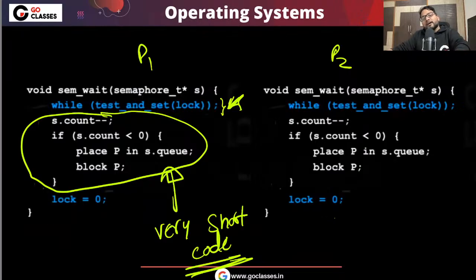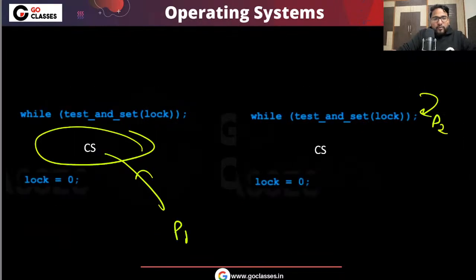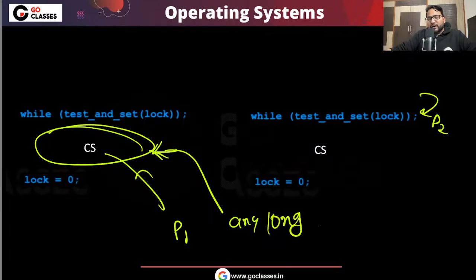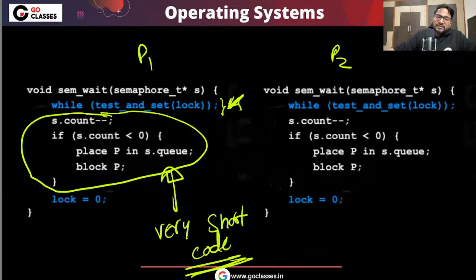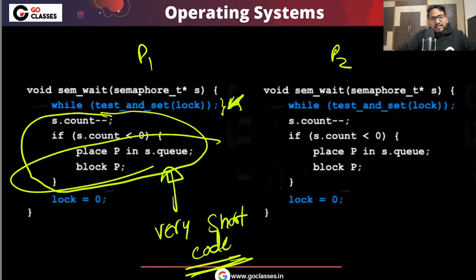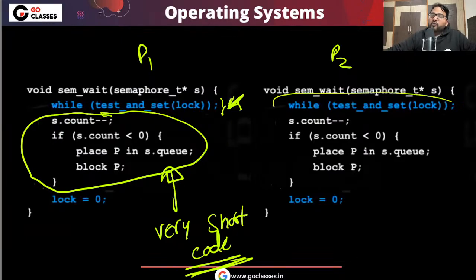So see, earlier this critical section could be arbitrarily long. This is a user's critical section, right? The user can write any long critical section. But here, if you treat this as a critical section, then this is a very short code. So even if P1 is in the critical section, it will not be more than a few milliseconds. That's why P2 would not be waiting forever. I mean, forever in the sense that it will not be waiting too much.